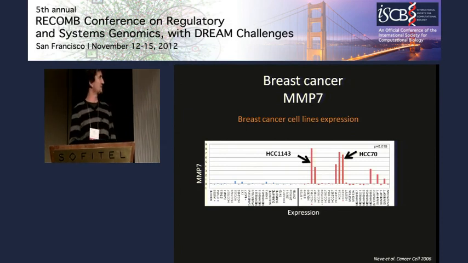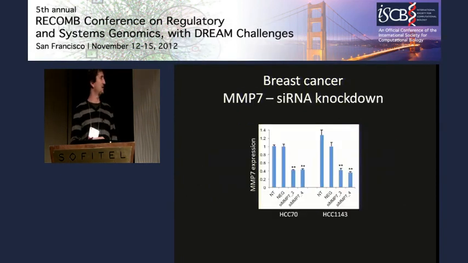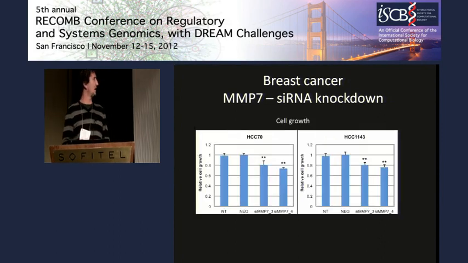And we selected two cell lines, HCC1143 and HCC70, that had high expression of MMP7. We designed small interfering RNAs, and we were able to knock down this gene significantly. And then we found that when this gene was knocked down, cell growth was significantly inhibited.